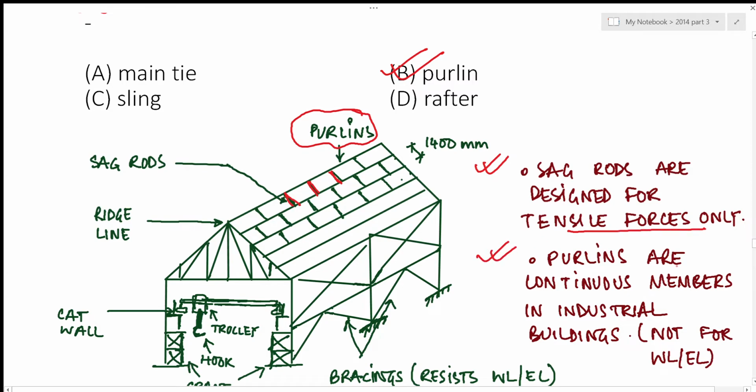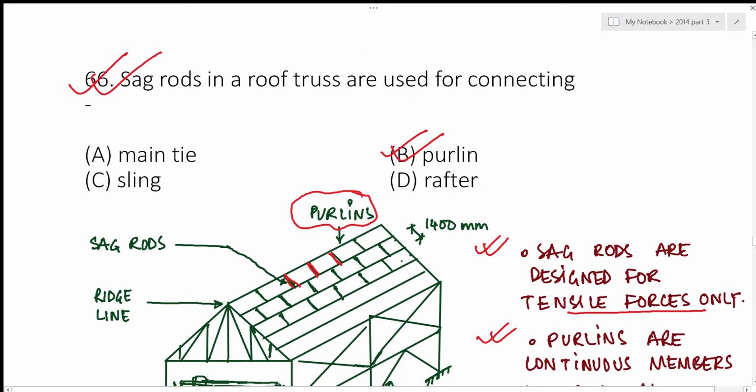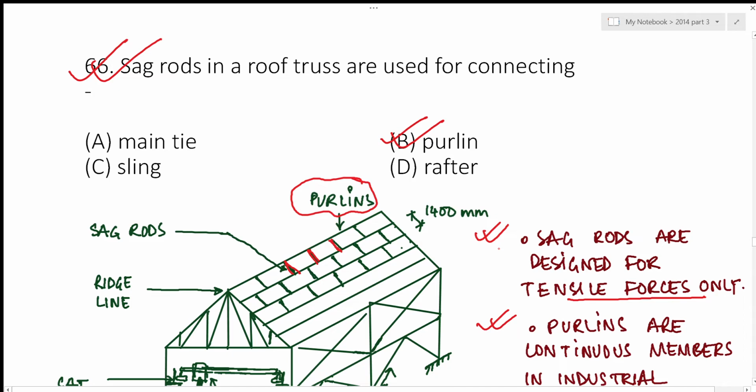Also, purlins are continuous members in industrial buildings which are not designed for wind load or earthquake load. Now these are the bracings, and bracings resist the wind load and earthquake load. So the answer for this particular question should be purlins. Sag rods in a roof truss are used for connecting purlins.